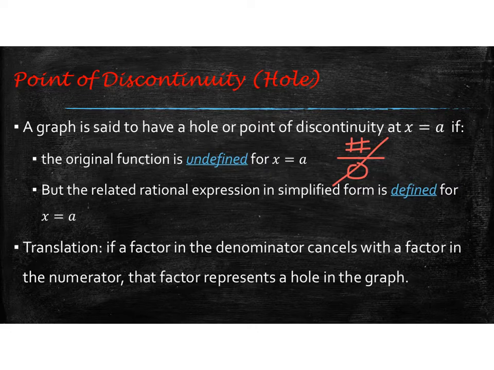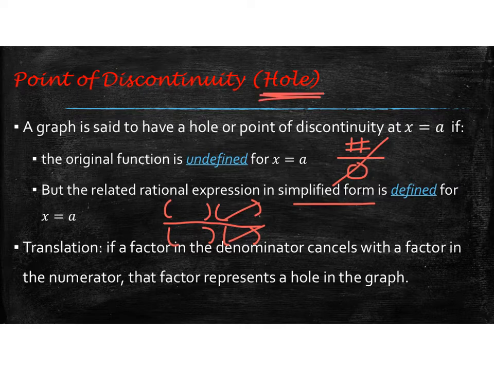So what's going to happen is you're going to factor everything, and let's say when you're done, you have these factors that cancel. Well, in the original rational expression, that value would have made a denominator equal to 0. But now in the simplified form, it doesn't make the denominator equal to 0, so that's when we have what's called a hole.